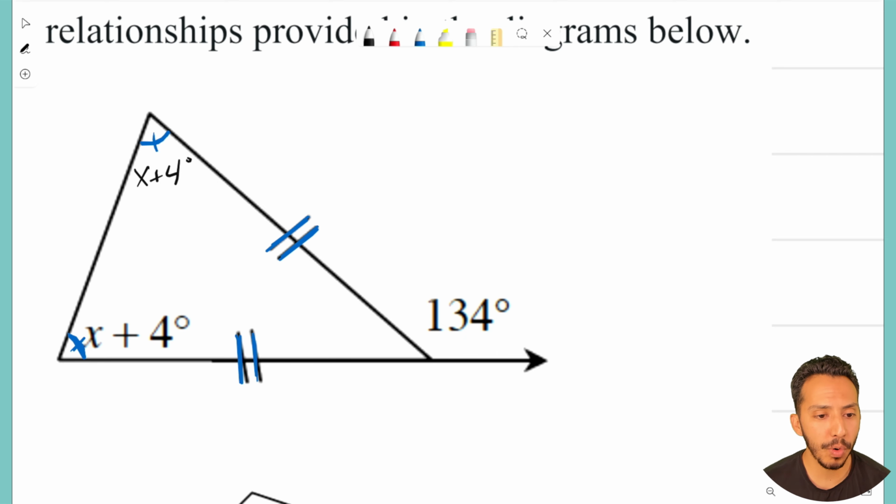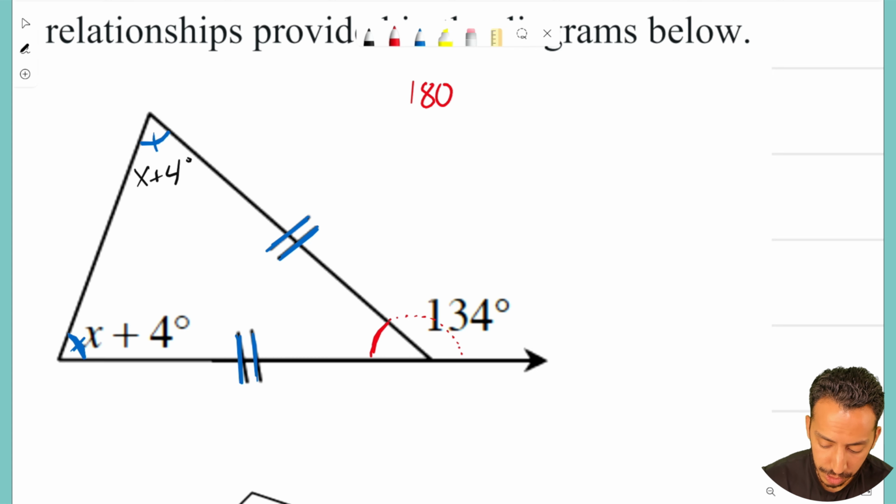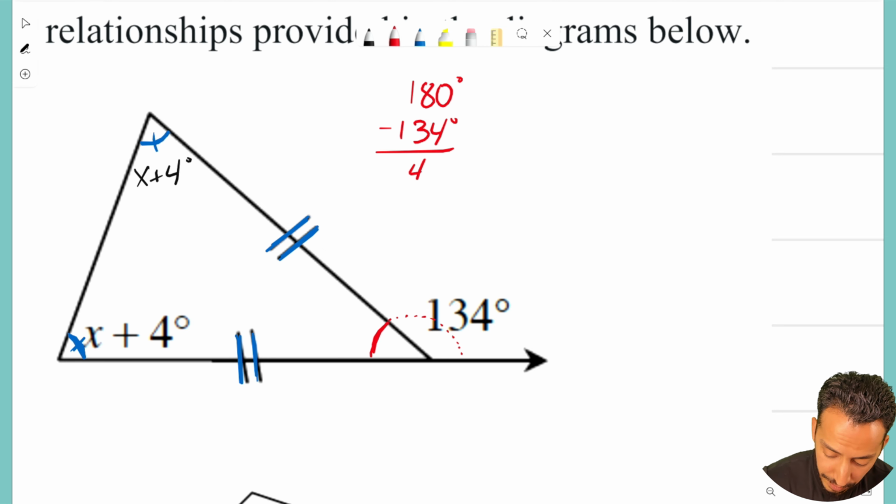Well, what do you know? x plus 4 and x plus 4. If I knew what this angle here was, this red angle, I would know that all 3 have to add up to 180, and I could definitely write an equation and solve for x. And I think I can find that angle, because do you notice that that angle and the 134 degrees are supplementary? So they are going to add to 180. I can find this missing angle just by doing 180 degrees minus 134 degrees. Doing that lets me figure out that the missing angle is 46 degrees.